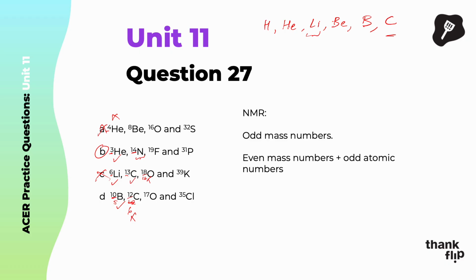So in terms of the other atoms, even if you didn't know the atomic number of nitrogen, you can use the process of elimination using the pretty common ones that we already know, like carbon and oxygen, to get to the correct answer there. And so nitrogen, the atomic number for that one is 7. So that is odd. And so this does show NMR.